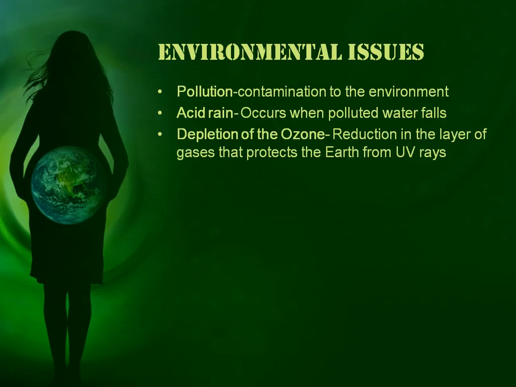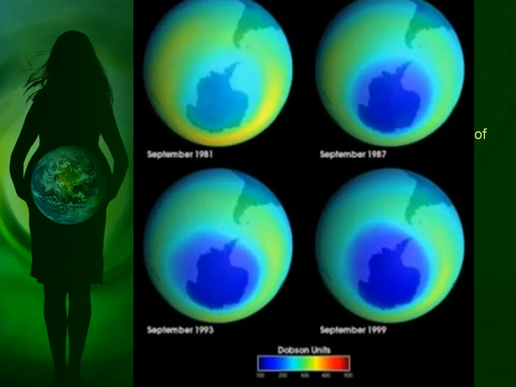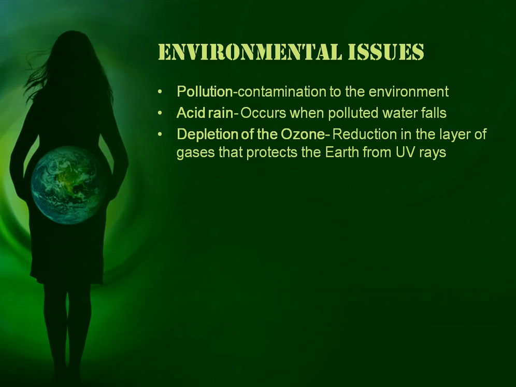Next is the depletion of the ozone layer. The ozone layer is a layer of gases that protects the Earth from the sun's damaging UV rays. And the use of chlorofluorocarbons, or CFCs, and other chemicals causes that layer to deplete. There's actually a physical hole in the ozone layer that can be seen in these pictures. The effects of the depletion of the ozone layer include things like skin cancer and eye disease due to radiation, crop damage, damage to marine life, and global warming.